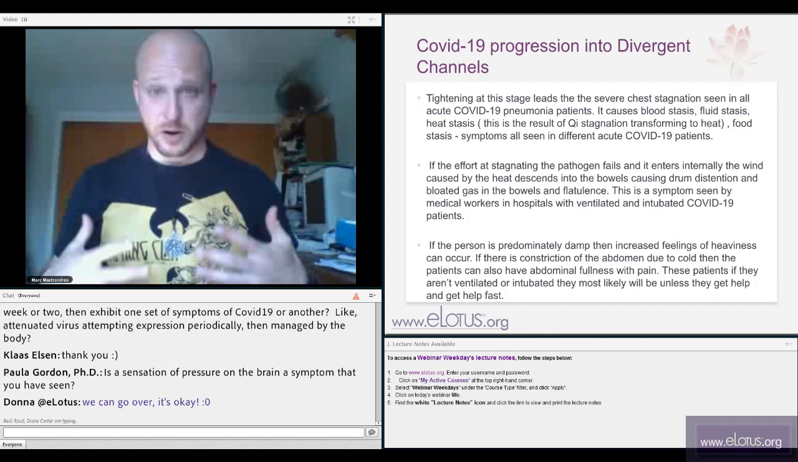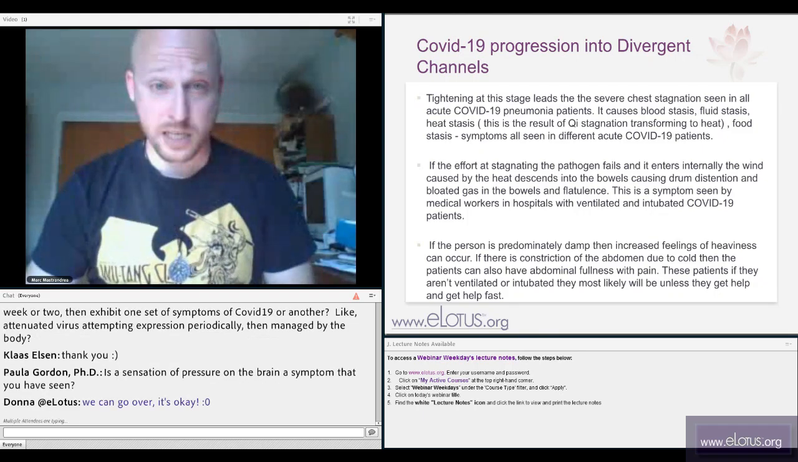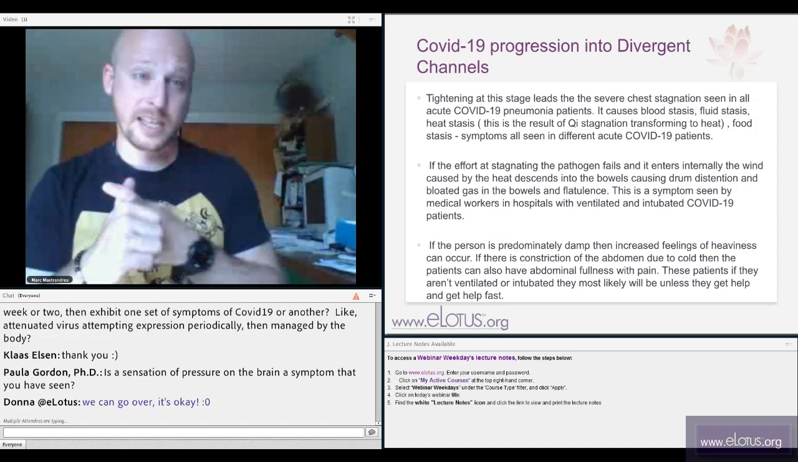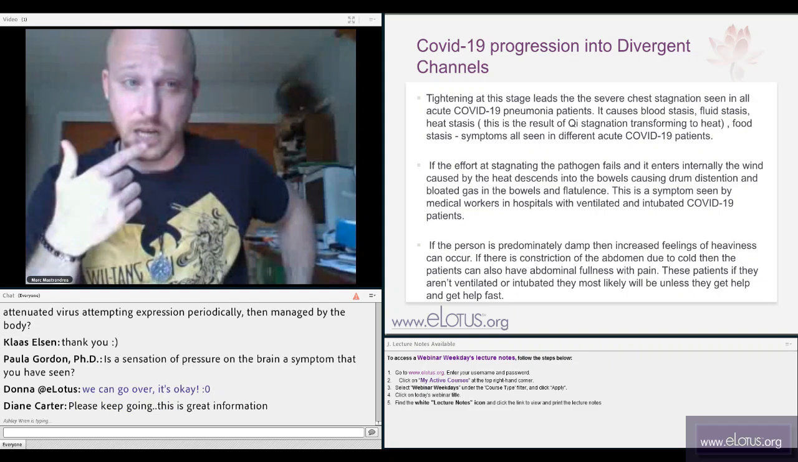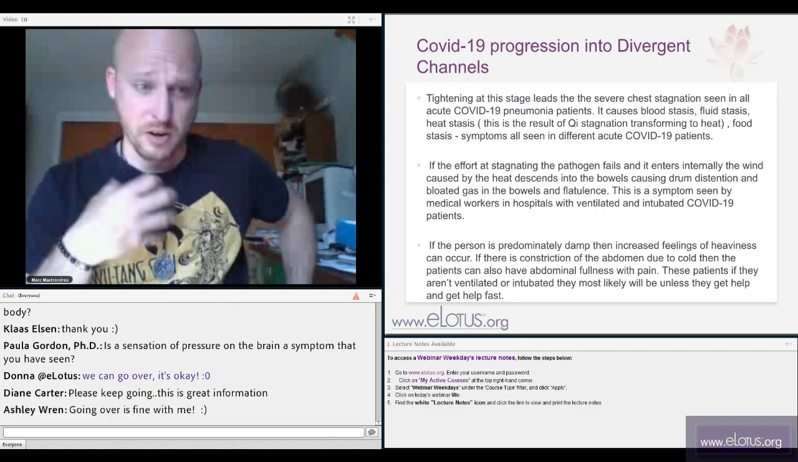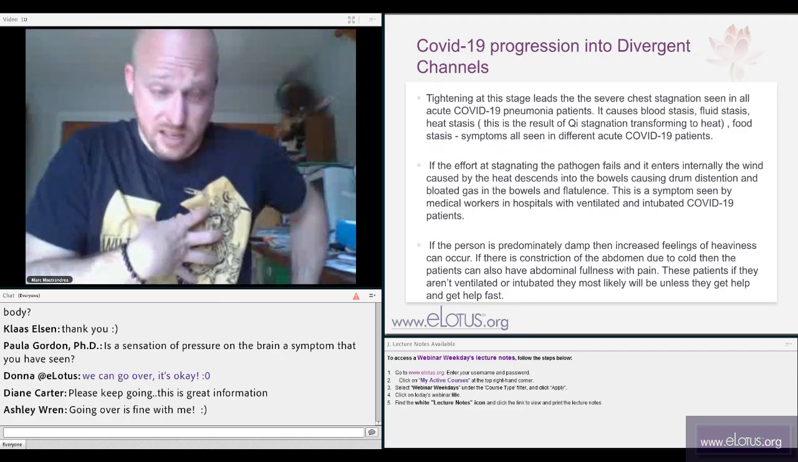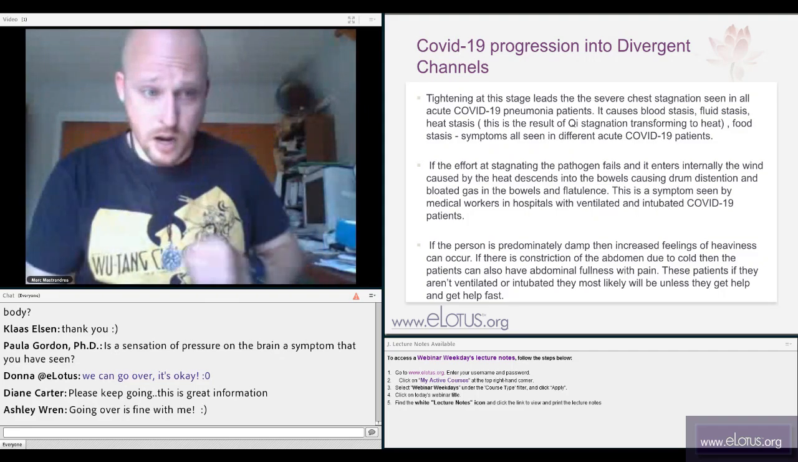Tightening at this stage, remember, a severe chest stagnation seen in all acute COVID patients. This also includes blood stasis, right? You're going to get a lot of COVID patients to see purple in and around the area of the lung and the heart. This blood stasis is occurring in their acute level. It's tightening everything down in this large intestine lung stage.